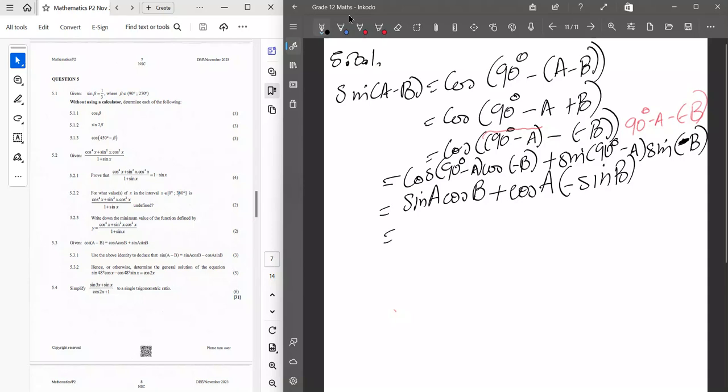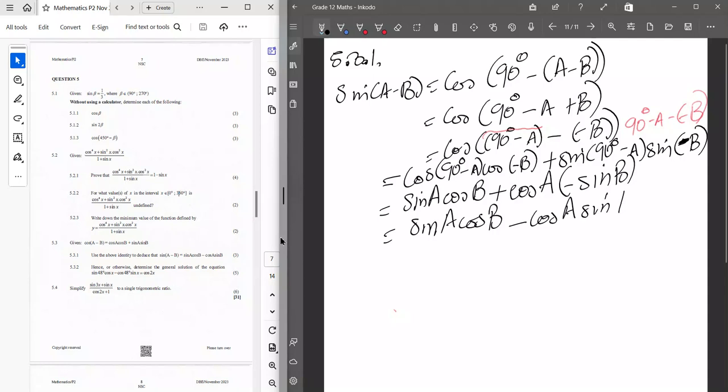Therefore we can conclude and say this is sine A cos B minus cos A sine B. And this is it. We were able to prove it. Proceeding.